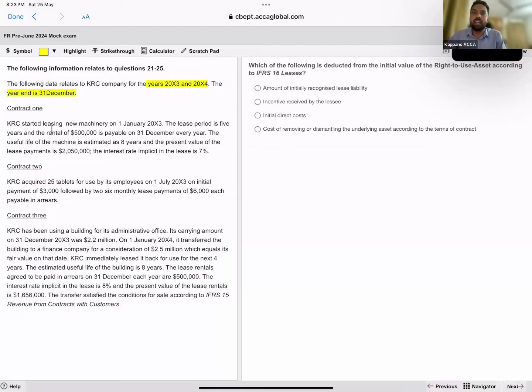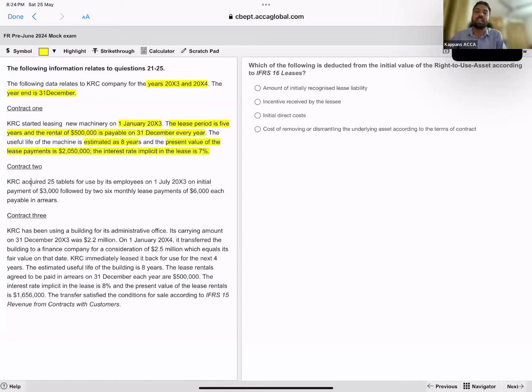Contract 1. KRC started leasing a new machine on 1 January X3, that is the beginning of the financial year ending on December X3. The lease period is 5 years and rental of 500,000 is payable on 31st December every year. So it's not a short-term lease since the lease period is more than 1 year and the rental is payable at the end of the year. The useful life of the machine is estimated at 8 years and the present value of lease payment is 205,000 with an interest rate implicit in the lease of 7%.